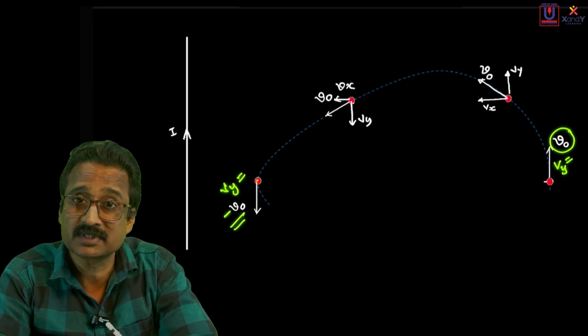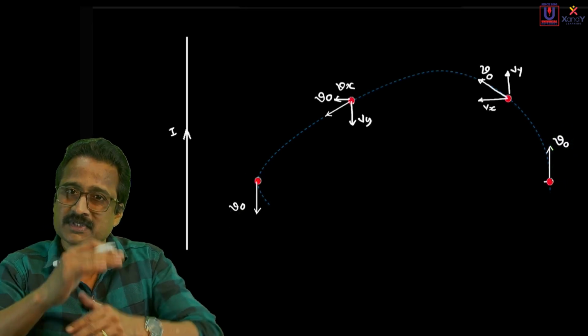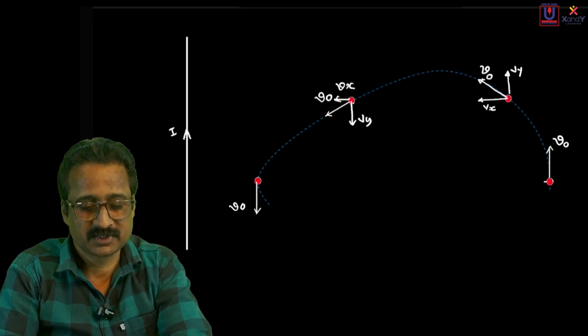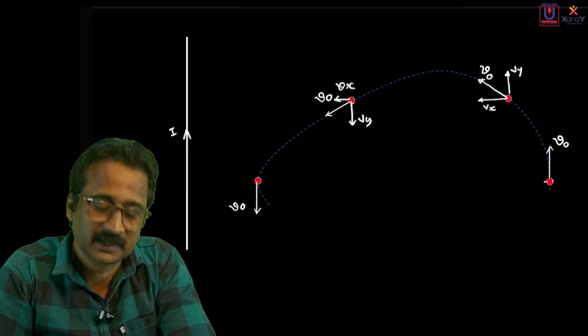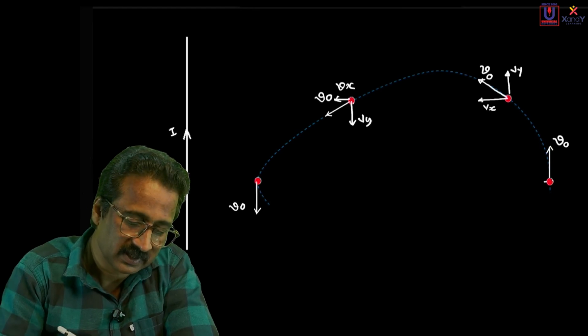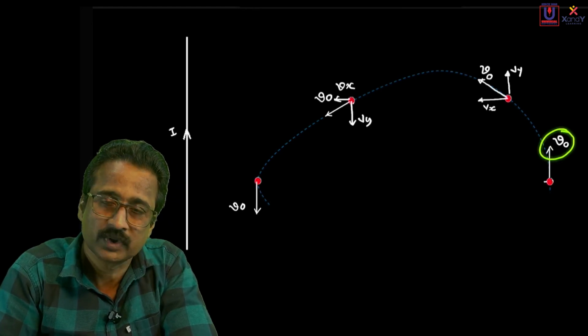So the whole question is about the vertical component of velocity. When the vertical component of velocity is reversed, what will be the position? So we conduct a study on the vertical component of velocity. Let's see what is happening to vertical component. See, initially the vertical component Vy was V0.